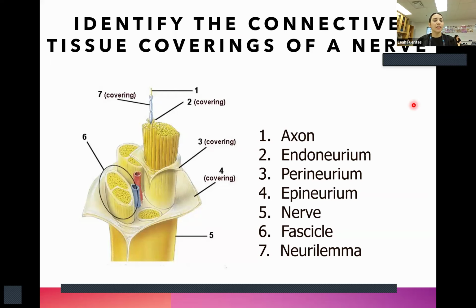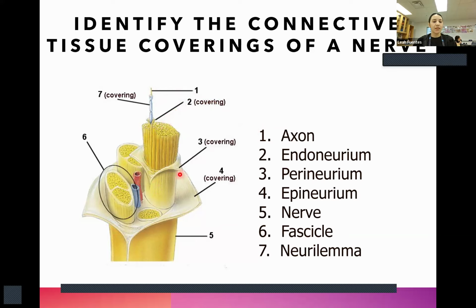Okay, and then we have the tissue coverings of a nerve. This is very similar to muscle tissue. This specific image is the one that shows up on your exam, and you need to be able to label it. So this very pointy, tippy top structure is just the axon. We have our 3 coverings. So the first covering right here, it's labeled number 2. This is our endoneurium.